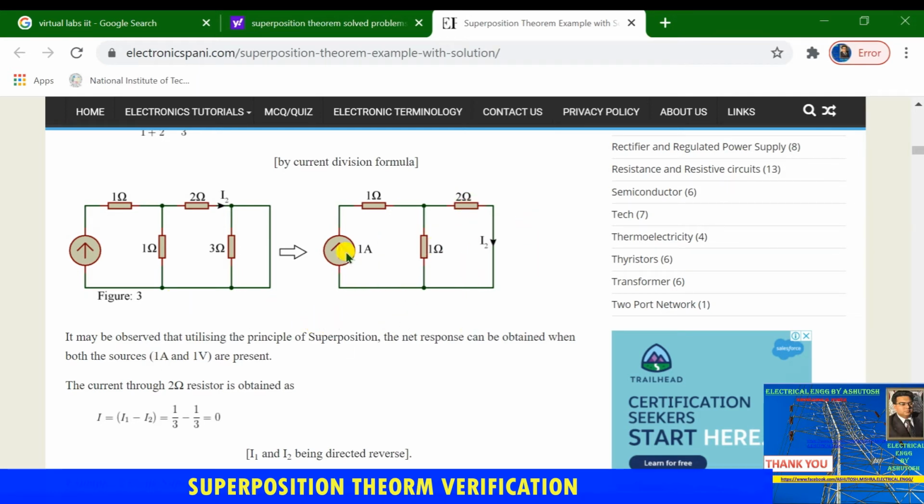Total current 1 into 1 by 2 plus 1, which is 1 by 3. So it becomes 1 by 3 ampere again. Now we will proceed to the simulation.